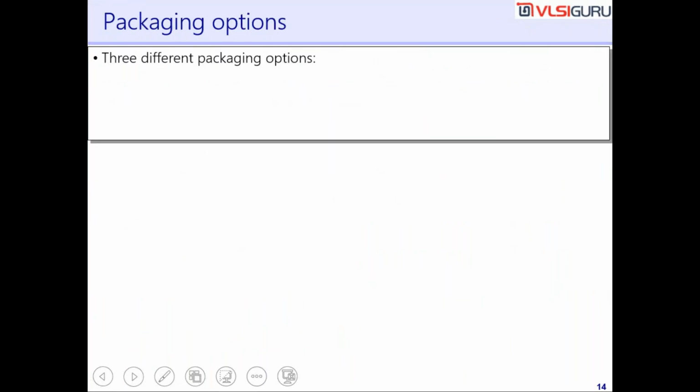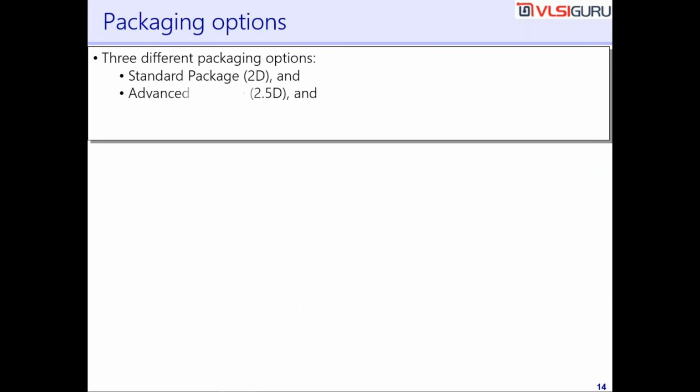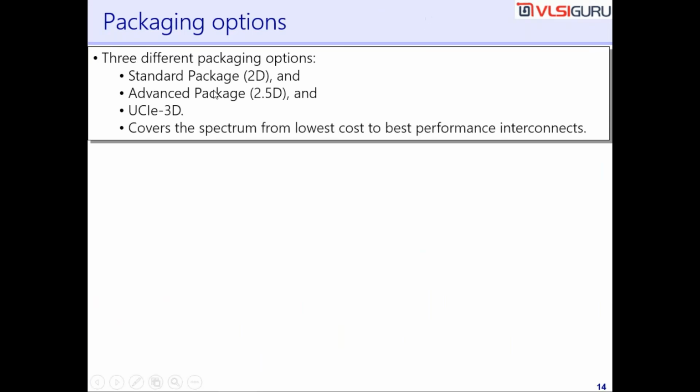Okay. Let's now discuss some packaging options. There are three packaging options: one is standard package, one is advanced package, one is UCIe 3D package. These packages are given so that vendors can have different options. If they want lower cost, they can go for 2D packaging. When they want the best performance, they can go for the UCIe advanced package or 3D package. So to choose between cost and performance, they have given different packaging options.